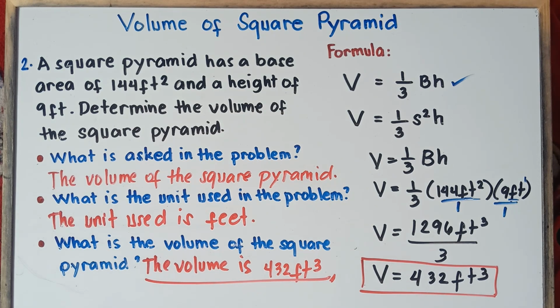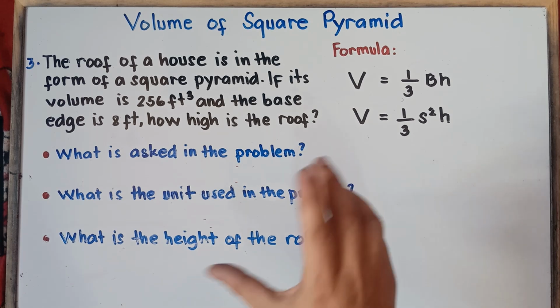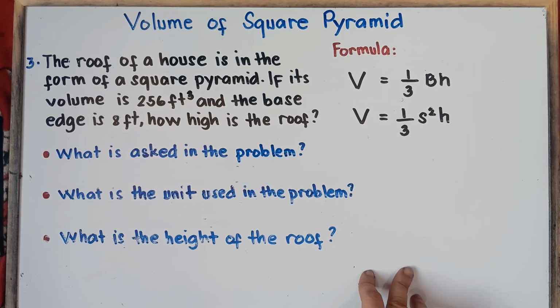Alright, so let's have another example, class. What if you're told to find the height? Let's have example number 3, class. Finding the height. Alright, so let's proceed now to example number 3. And this will be our last example, class. Once again, class, if you have some questions with regards to the volume of square pyramid, do not hesitate to ask us. You put your question on the comments section down below.